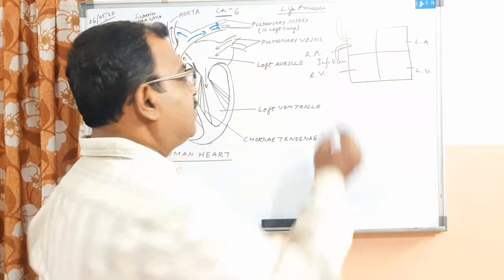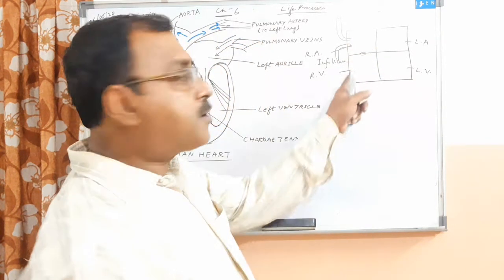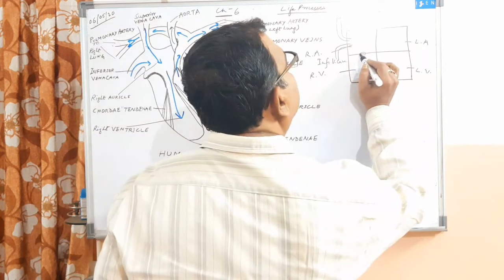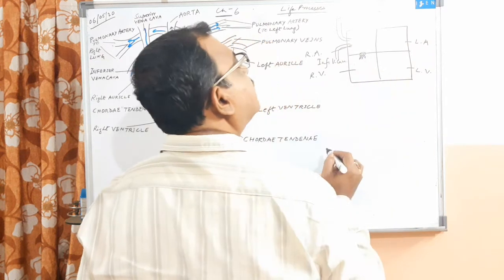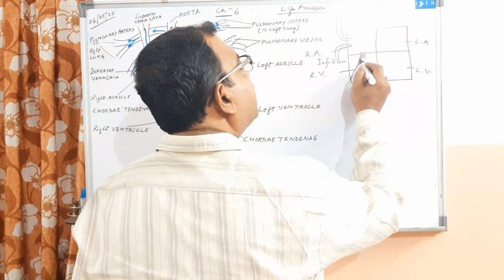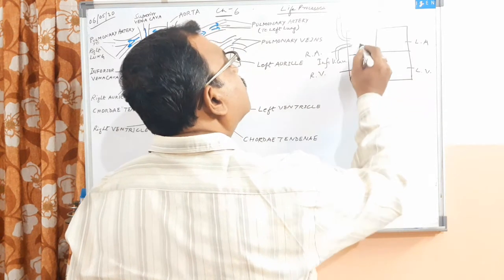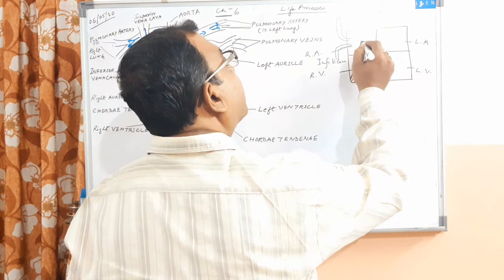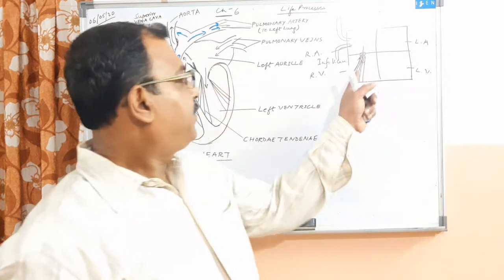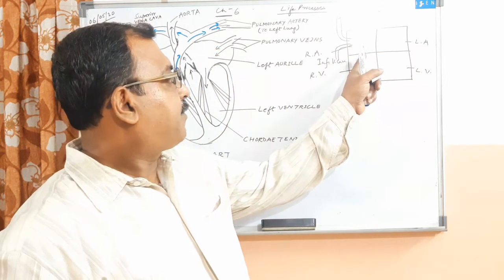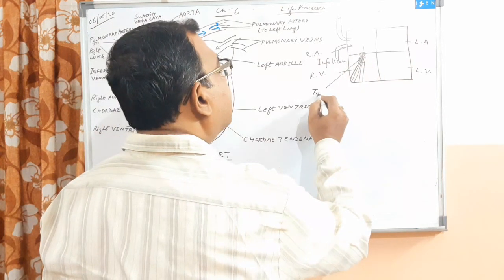From the right auricle, here is one aperture. This is the right auriculoventricular aperture. This is guarded by three flaps: 1, 2, 3. These are the chordae tendineae. So blood passes from the right auricle to the right ventricle via the right auriculoventricular aperture, guarded by the tricuspid valve.